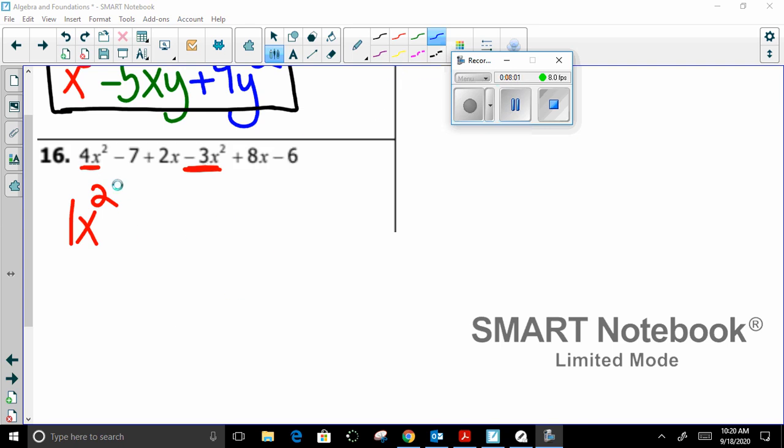All right, next I have a negative 7. That is a constant number. Where else do I have another constant number or a plain number? And it looks like to me it's over here with negative 6. So do what it says. Negative 7 minus 6 is negative 13, or minus 13.